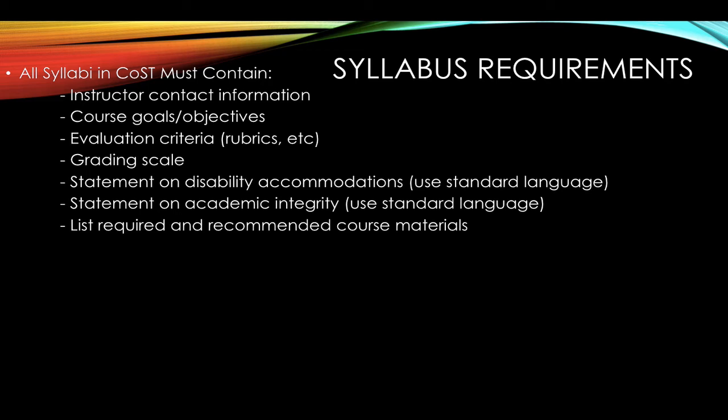You need to list the required and recommended course materials. What books do you require for the course? What other types of materials are required for the course? And remember, all required materials have to be available through the Barnes & Noble bookstore on campus. So all of that has been already determined.